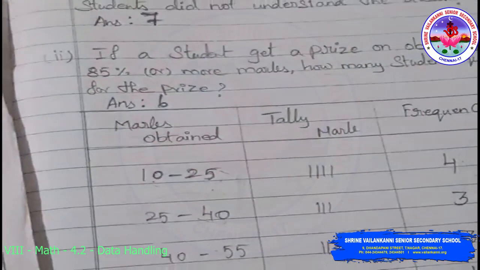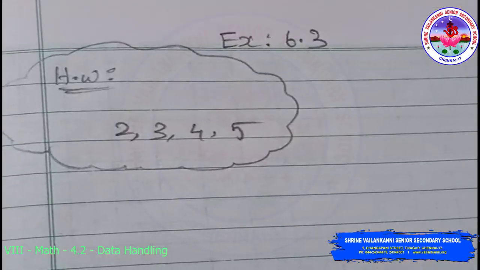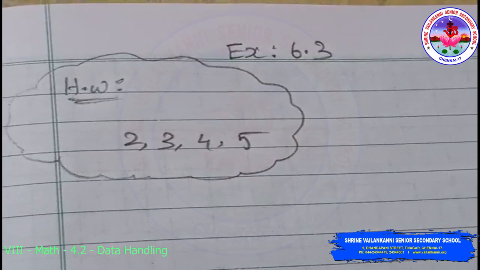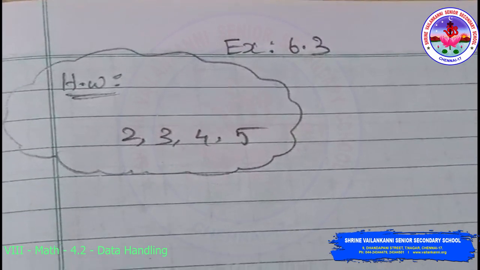Homework sums: the second question, third question, fourth question and fifth question. These are the homework sums.